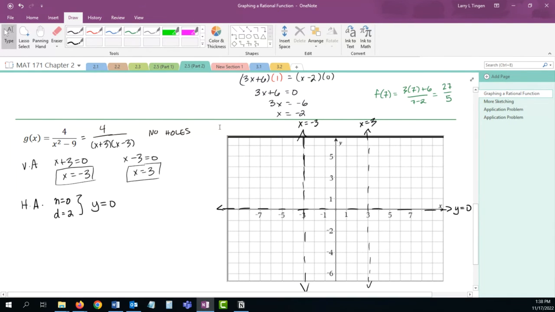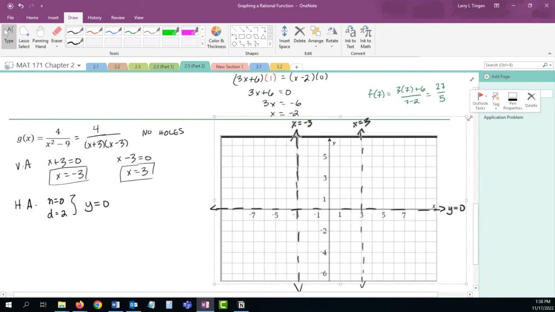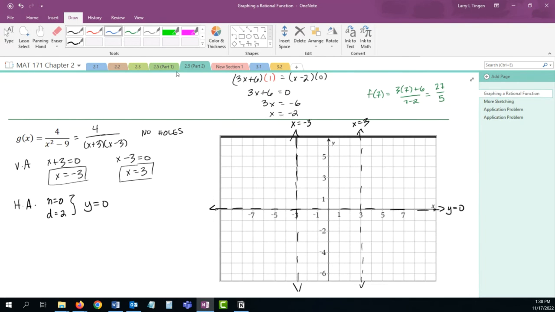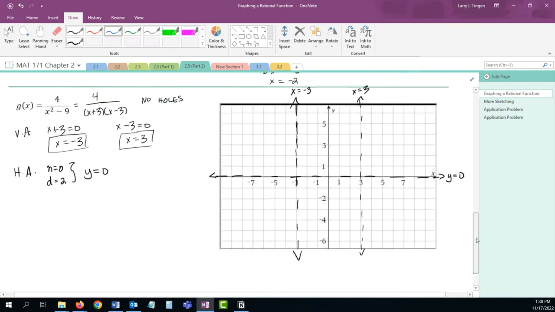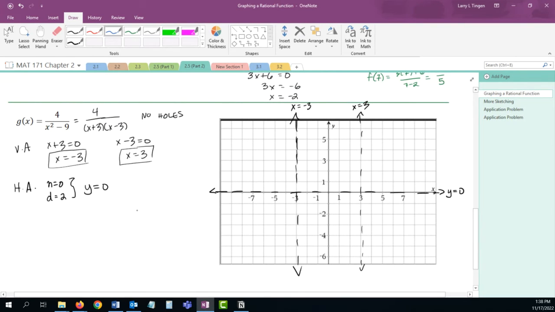Okay. I just kind of noticed that in the previous problem, all of this was blue. So we'll make sure that works out later. Okay. So vertical asymptote's done, horizontal asymptote's done, no holes exist. So let's keep moving.